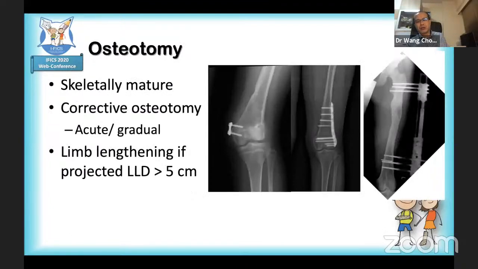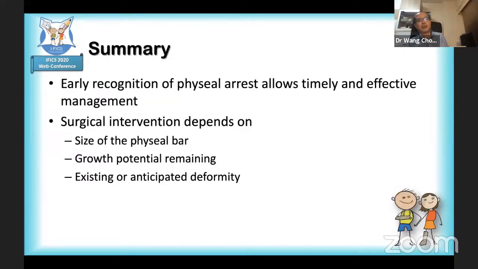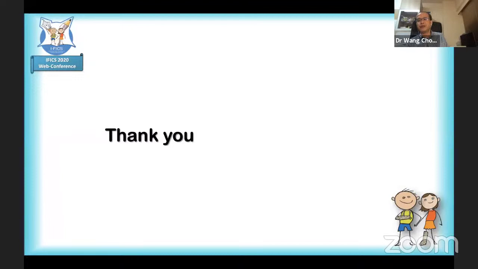Osteotomy for acute correction or lengthening is indicated in patients who have severe deformity and are near skeletal maturity. So in summary, early recognition of the physeal arrest allows timely and effective management. And surgical intervention depends on the size of the physeal bar, the growth potential remaining, and the existing or anticipated deformity. Thank you for your attention.